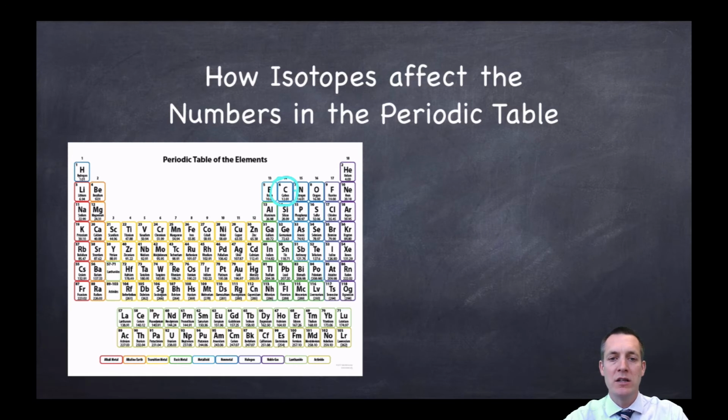So that's the reason that we don't get whole numbers in some periodic tables for the mass numbers. Okay, you'd think they might have to be whole numbers because protons plus neutrons has to be a whole number. But when we get these decimal numbers, it's because they're an average of the mass numbers of the different isotopes.